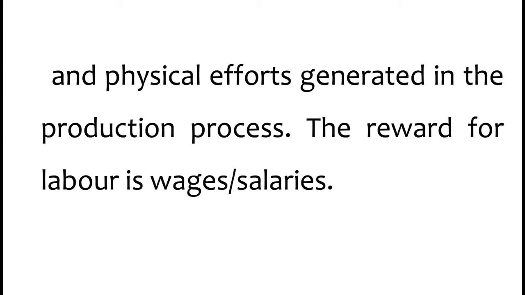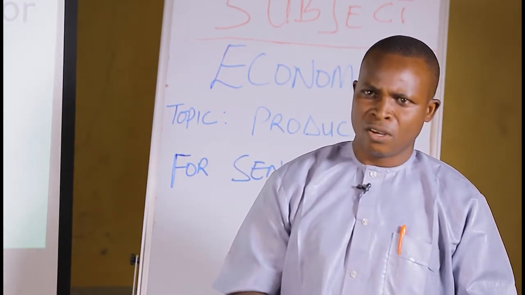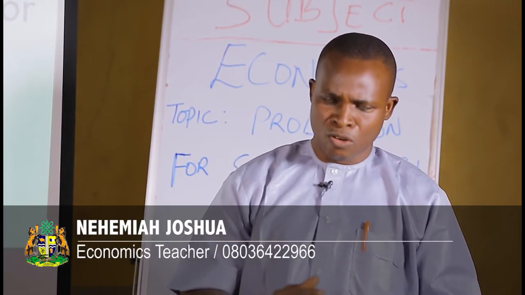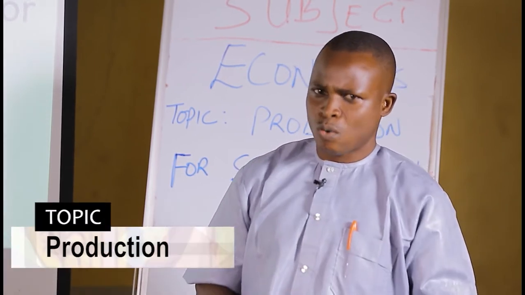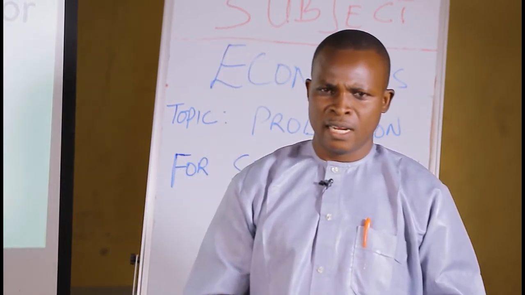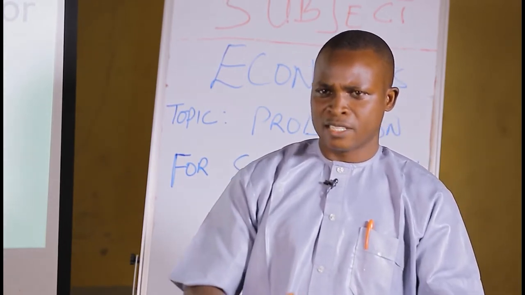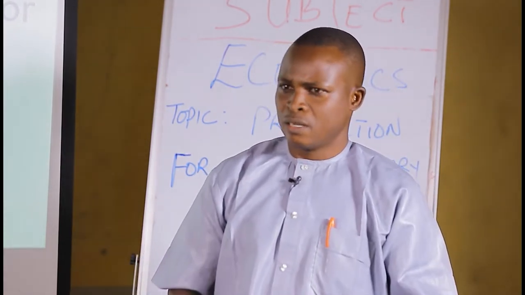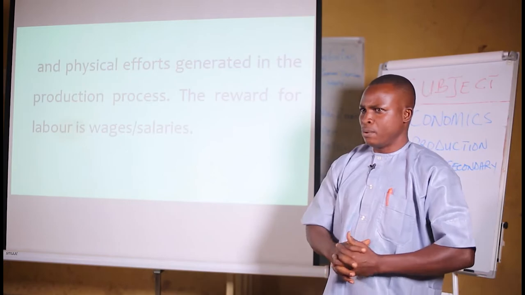The reward for labor is called wages and salaries. Now, wages and salary are two different things. Wages is the amount of money paid to a worker as a result of work done. It could be on an hourly basis, daily basis, or weekly basis. While salary is the amount of money paid to a worker on a monthly basis. So there is a difference between wages and salaries. Wages, like I said, are paid on an hourly, daily, or weekly basis, while salary is paid on a monthly basis.